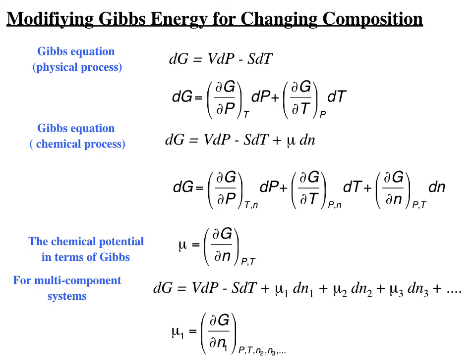Okay, now then finally, if I have multiple components undergoing change, I just introduce a fudge factor term for each of those components, and then from comparison with the exact differential equation, I can identify each of those individual chemical potentials from the expression.